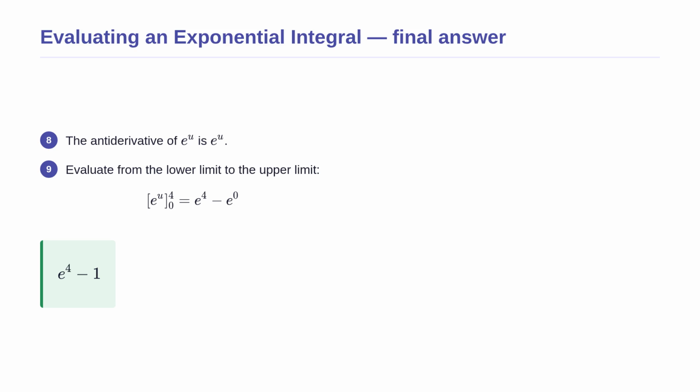Let us finish solving our simplified integral. The antiderivative of e to the power of u is simply e to the power of u. Using the fundamental theorem of calculus, we evaluate this from our lower limit of 0 to our upper limit of 4. We plug in the upper limit to get e to the fourth power and subtract the result of plugging in the lower limit, which is e to the power of 0. Since any non-zero number raised to the power of 0 is 1, our final answer is e to the fourth power minus 1. This represents the exact physical area under our original complicated curve.